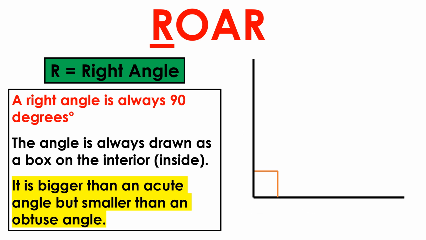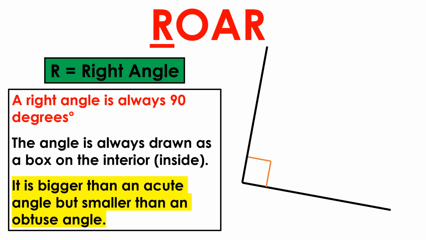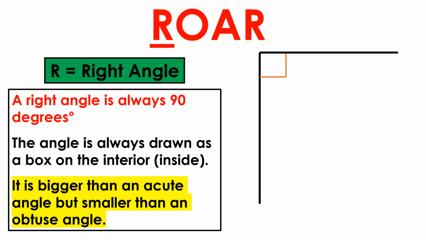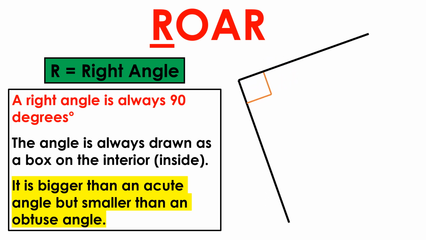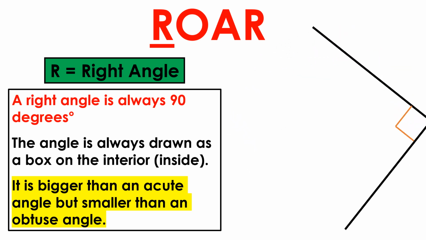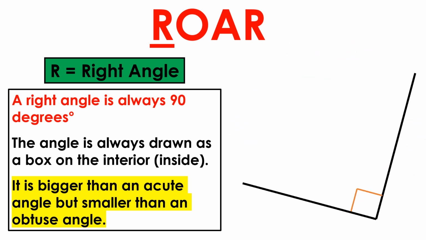And right angles don't only come positioned like this. They could be this way, so many different ways. So they're not always positioned straight. Okay, so you have to make sure that when you see this box on the interior, that will help you identify that is a right angle, and you'll know straight away that is 90 degrees.